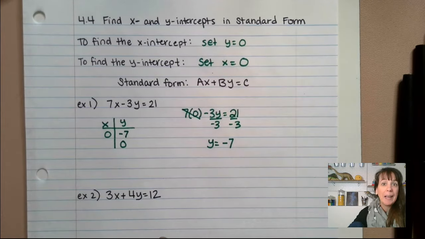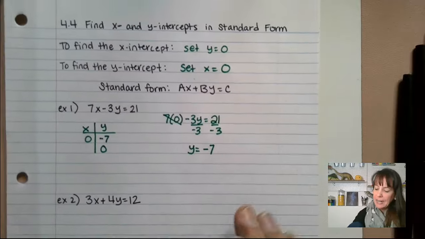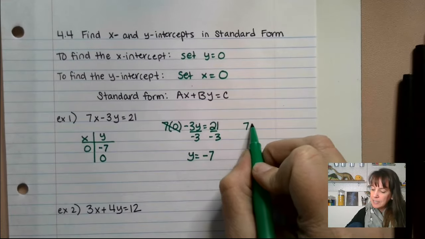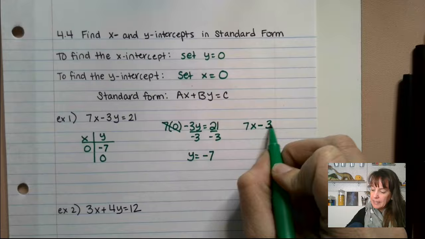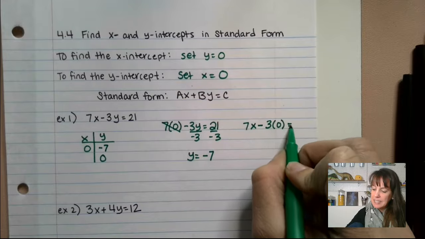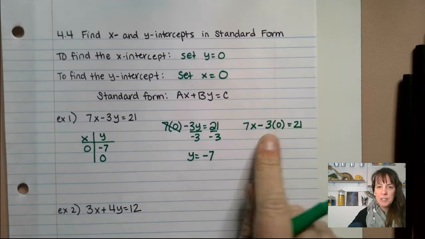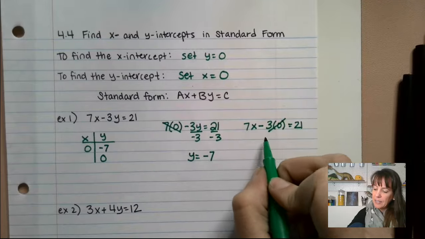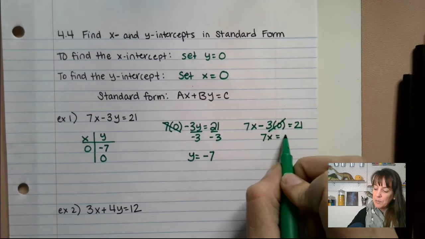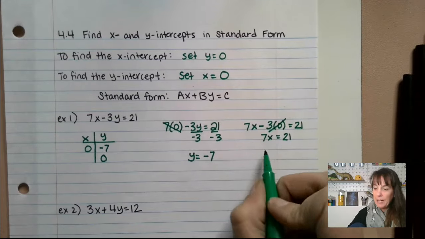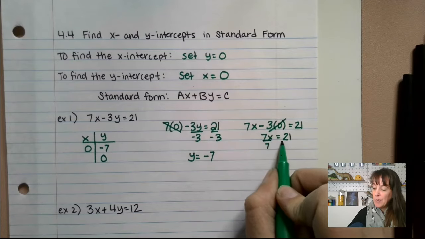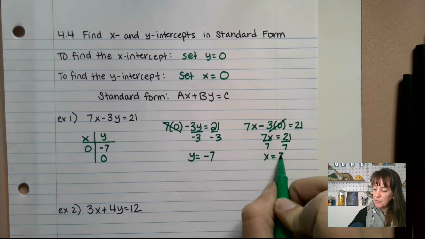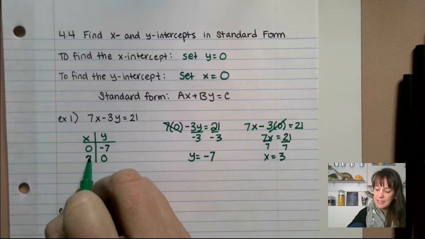So there's our y-intercept. Now, to find our x-intercept, we set y equal to 0. So we're going to rewrite this, and instead of y, we're going to put 0 in. And when we do that, we go ahead and cancel that out. That gives us 7x equals 21. Divide both sides by 7, and we end up with x equals 3. So when y is 0, x is 3.